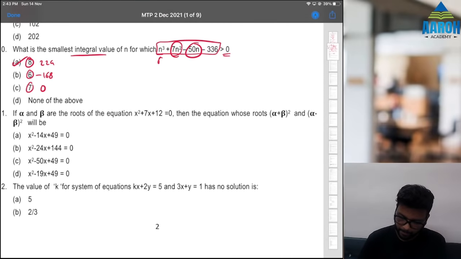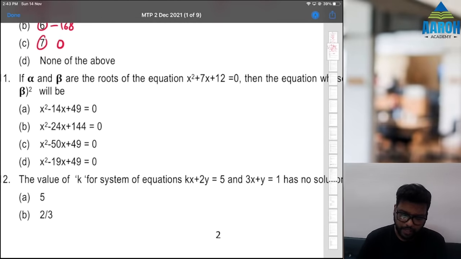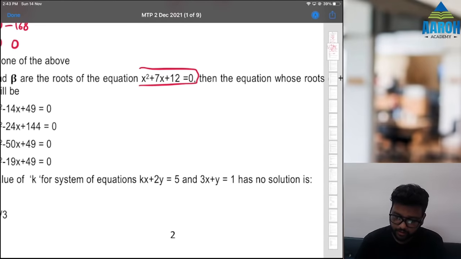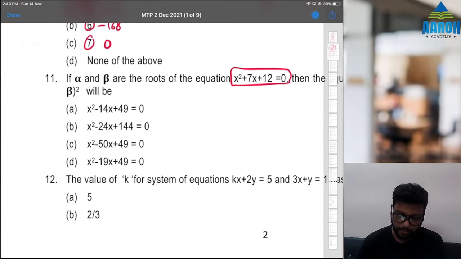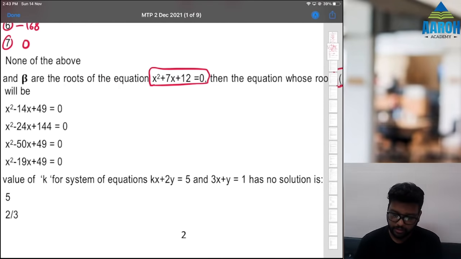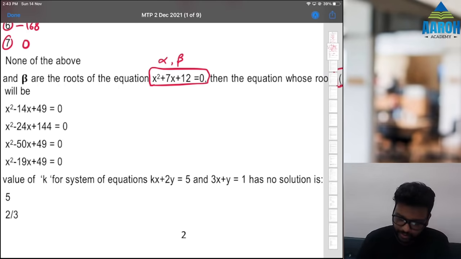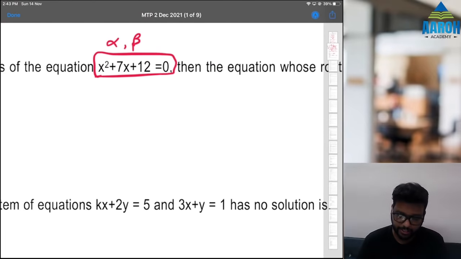Fine. Next, if alpha and beta are the roots of this equation, then what is the equation whose roots are alpha plus beta square and alpha minus beta square? Okay. So they are saying this equation's roots are alpha and beta. We can go by some product, but no need. We can just solve this. Okay, how we can solve this? Let's solve this equation, right?